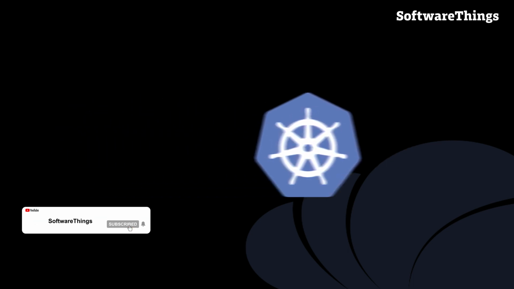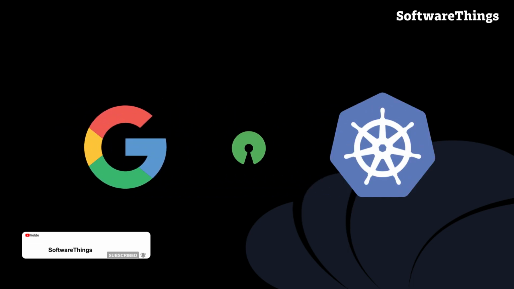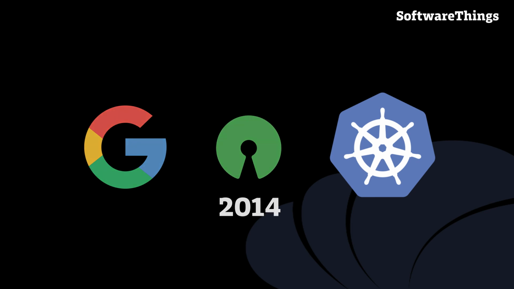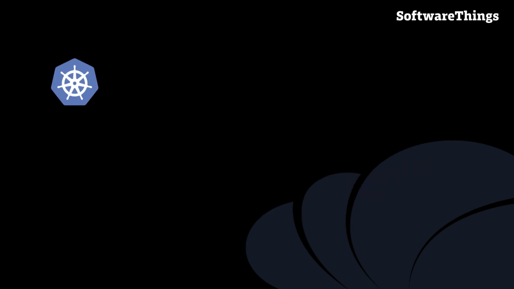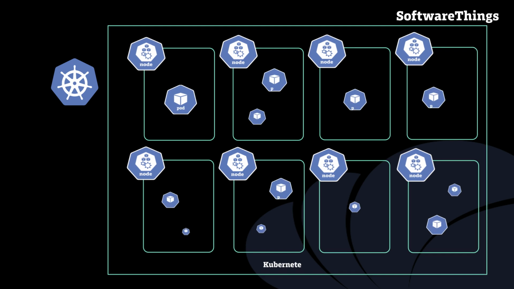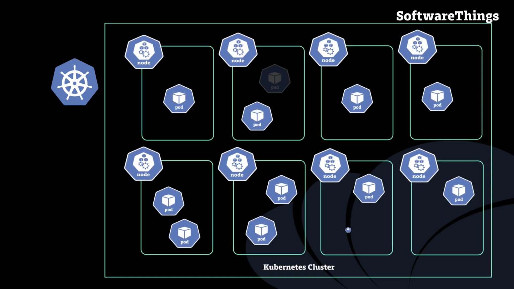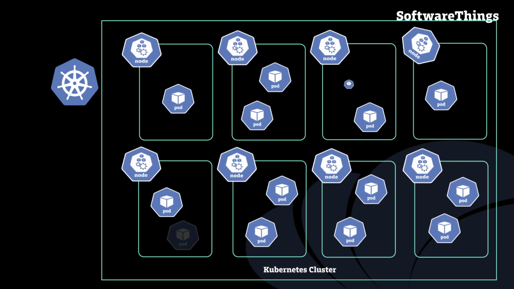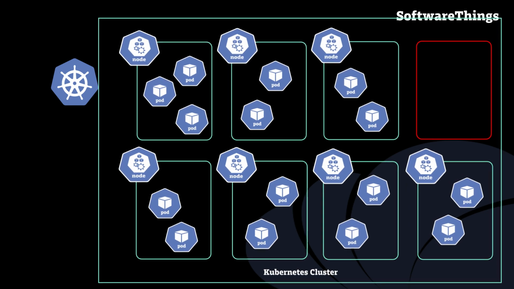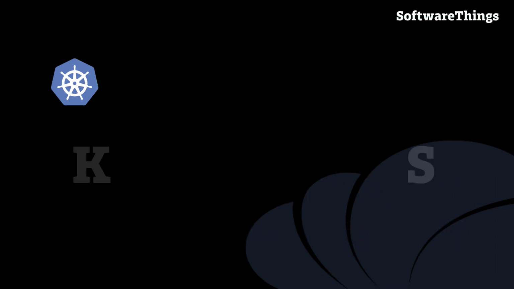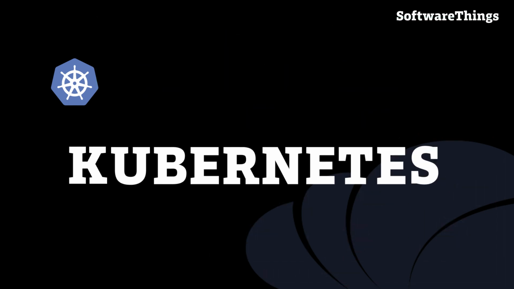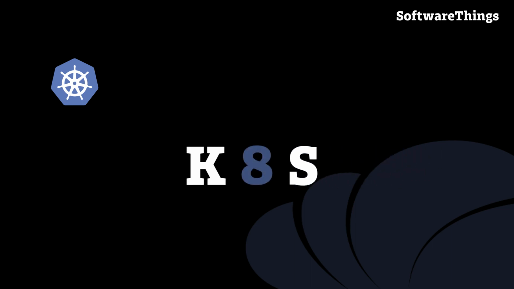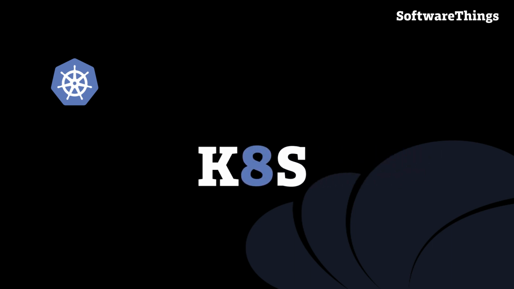Kubernetes, originally developed by Google and open-sourced in 2014. It is a container orchestration platform used to automate the deployment, scaling, and management of containerized applications. Kubernetes is often abbreviated as K8s for brevity, and to make it easier to reference in written and spoken communication.